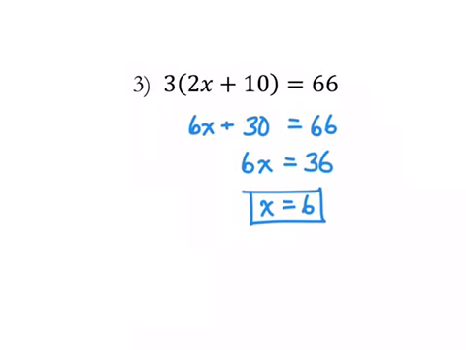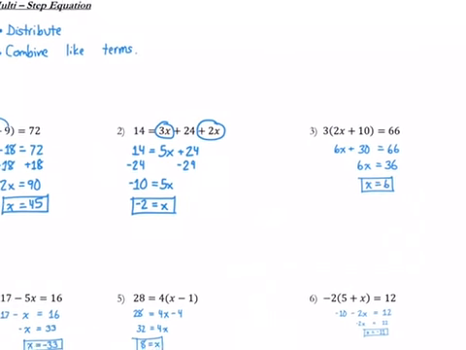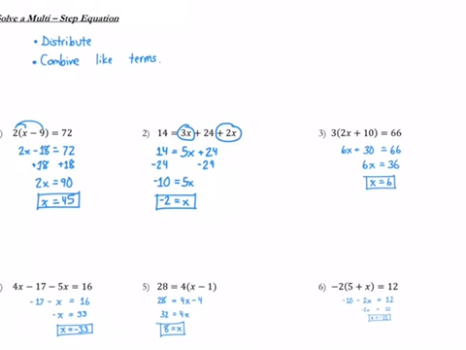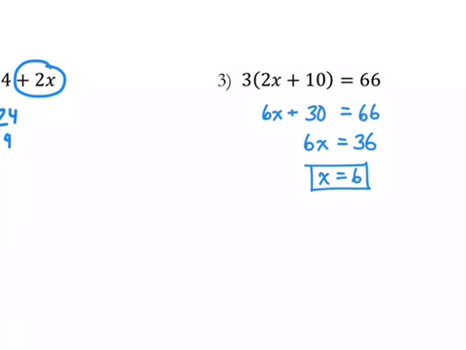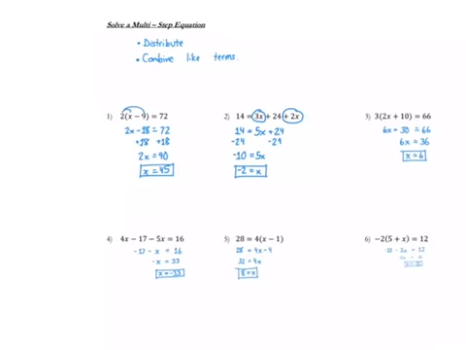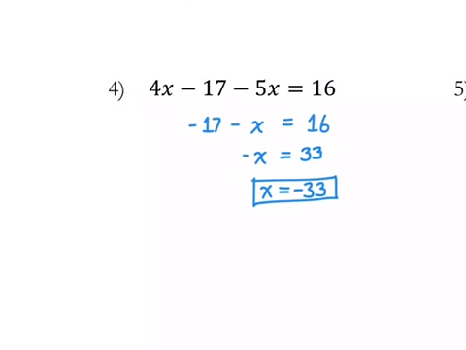I didn't show all the inverse operations, but I'm going to distribute the 3. Then I subtract 30 from both sides. Then I get 6x equals 36. Divide both sides by 6, and that will give me x is equal to 6. Again, you can pretty easily check that. When you plug in the 6, you get 6 times 2 is 12, plus 10 is 22. 3 times 22 is, in fact, 66. I'm not going to do that for every problem, but remember that is an option if you're unsure of your work and you don't want to look at a key or you don't have a key available.